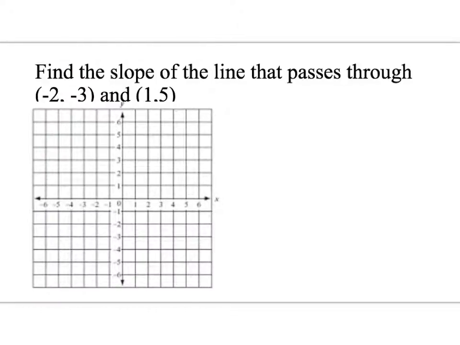Alright, example 2. Again, I'm going to start by plotting my points. So I'm going to plot -2, -3 first. So start at the origin. I'm going to go left 2, 1, 2, and down 3, 1, 2, 3, and plot a point. Okay, and then I'm going to plot 1, 5. So I start at the origin. I'm going to go right 1 and up 5. 1, 2, 3, 4, 5. Okay, if I draw a line through those 2 points, that's the line I'm counting my slope from.